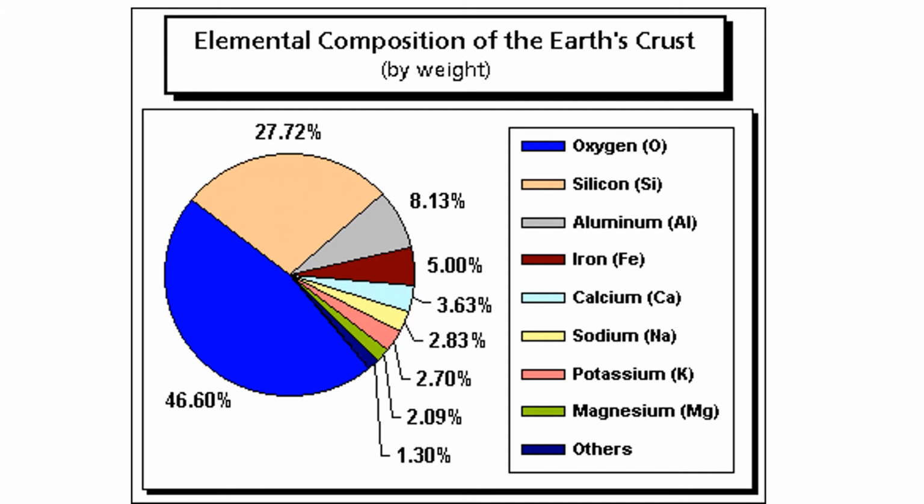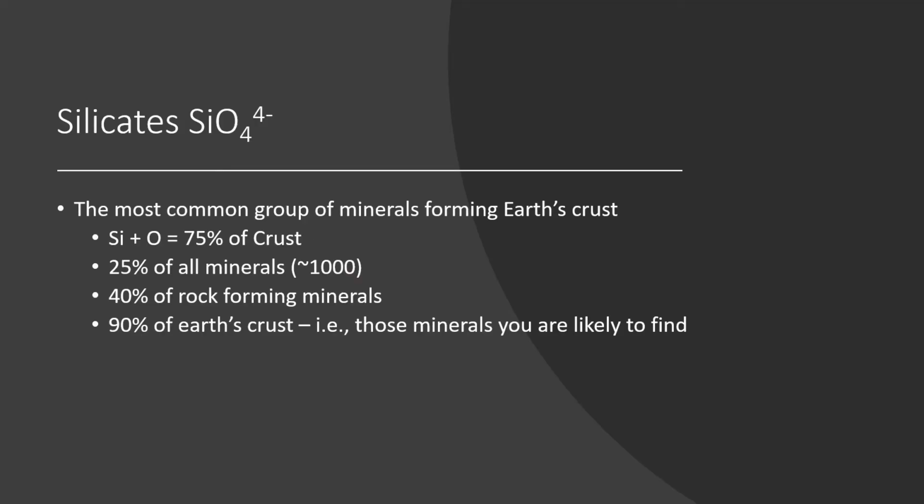So the elemental composition of the Earth's crust, most of it, again, is oxygen and silica. And this is why silicate minerals are so prominent. Next is then aluminum, iron, calcium, sodium, potassium, magnesium, etc. So silicates are the most common group of minerals forming the Earth's crust, okay? Very, very important, because silica and oxygen are 75% of our crust. So 25% of all minerals and 40% of rock-forming minerals is silicates. 90% of the Earth's crust, these are the minerals you're most likely to find.